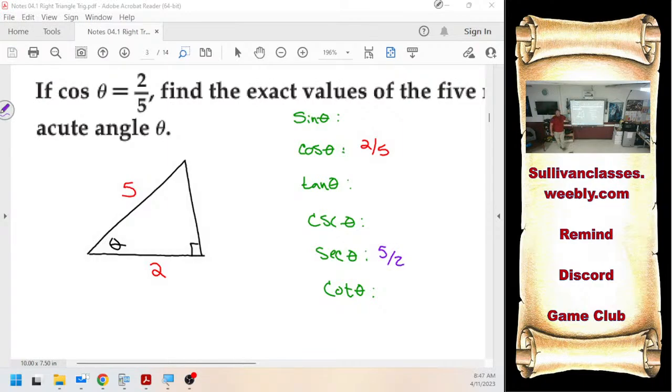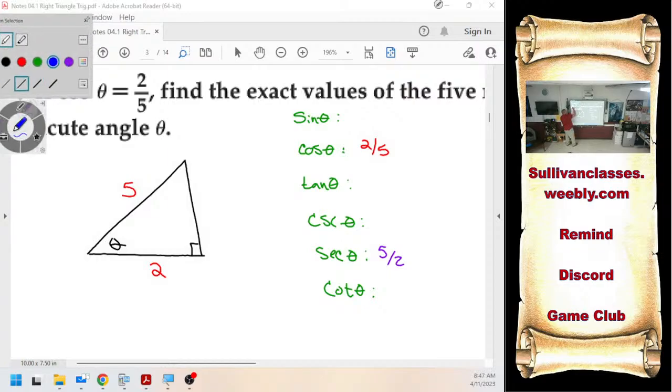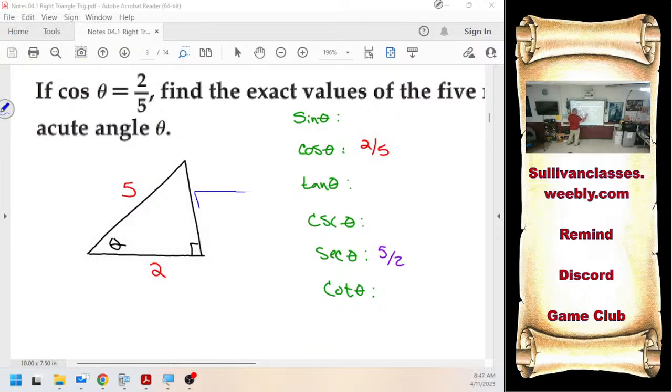But how do I find the others? Good old Pythagorean is going to get you that missing side, which is the square root of, am I finding a leg or a hypotenuse? So hypotenuse squared minus leg squared. I'm going to say 5 squared minus 2 squared, which is 25 minus 4, or the square root of 21. Don't you dare go to decimal town, or everything that you write on here will be wrong. Okay?